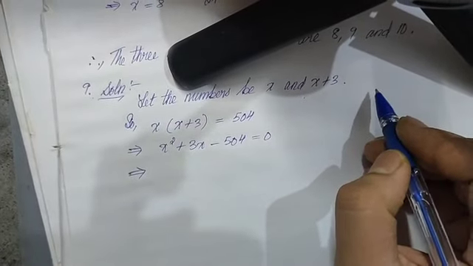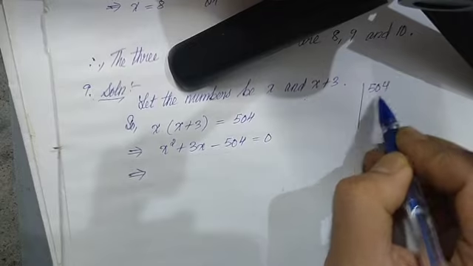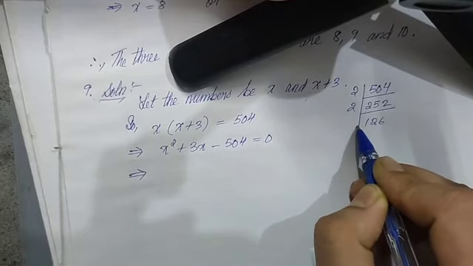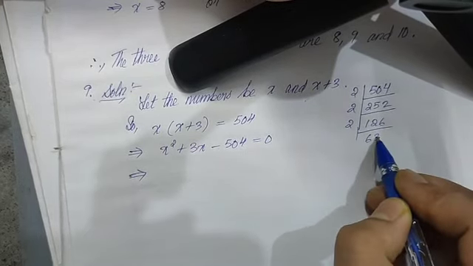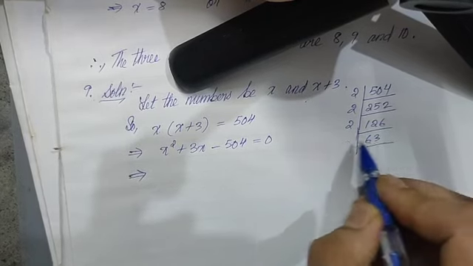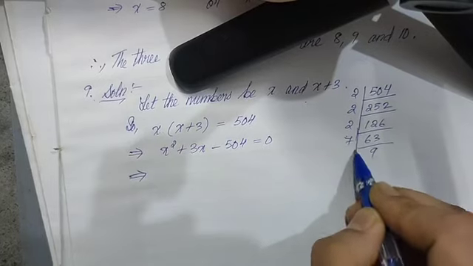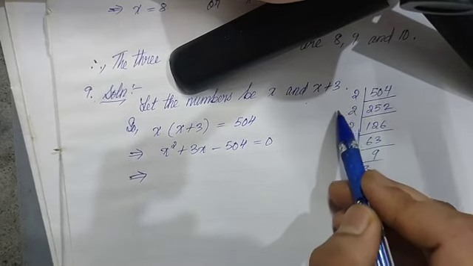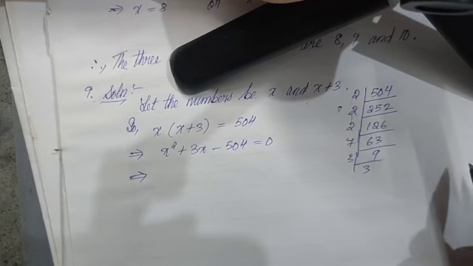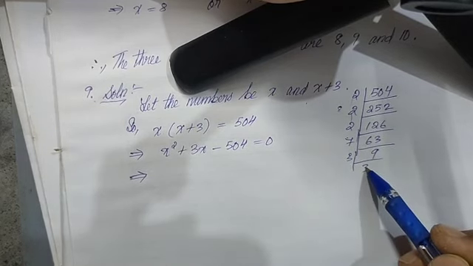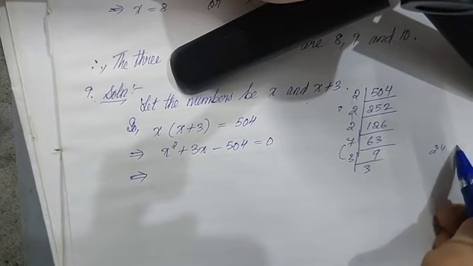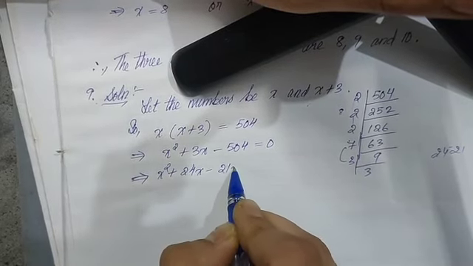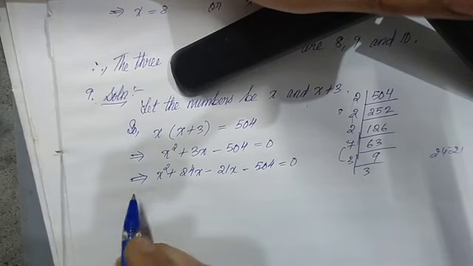Now we multiply by 504 and find the numbers using prime factorization. We need two numbers whose product is 504 and whose difference is 3: 24 and 21. So x squared plus 24x minus 21x minus 504 equal to 0.